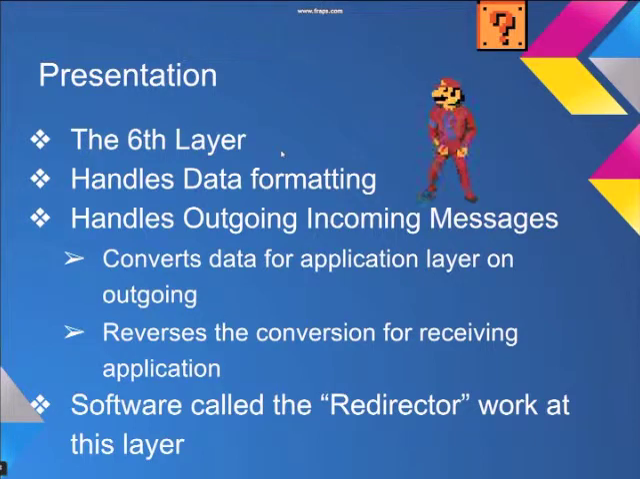The presentation layer, Layer 6, handles data formatting and translation for outgoing messages. It converts data into the format specified by the application layer if necessary for incoming messages. It reverses the conversion if required by the receiving application. An example of functionality at this level is a web browser displaying graphic files embedded in a web page.